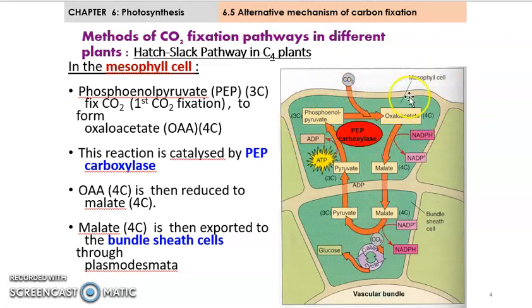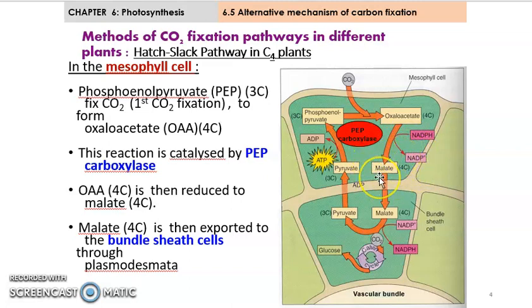Okay. And then what happened to the oxaloacetate? Oxaloacetate is then reduced to malate. So what will be the reducing agent here is the NADPH. So NADPH, okay, will reduce oxaloacetate to malate. So malate ni pun adalah molekul yang ada 4 carbon. So actually what happened to the NADPH here, it will be oxidized to NADP+. Okay, and then you have to look here.